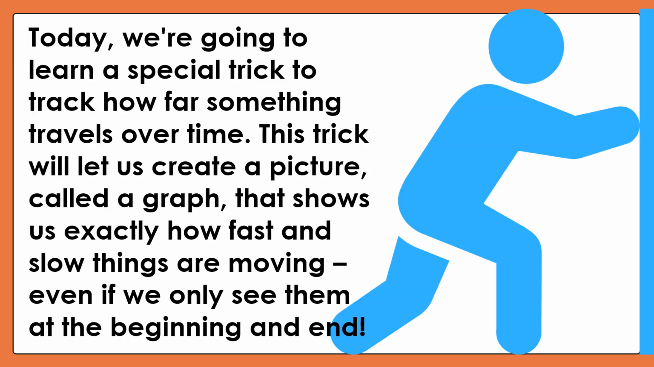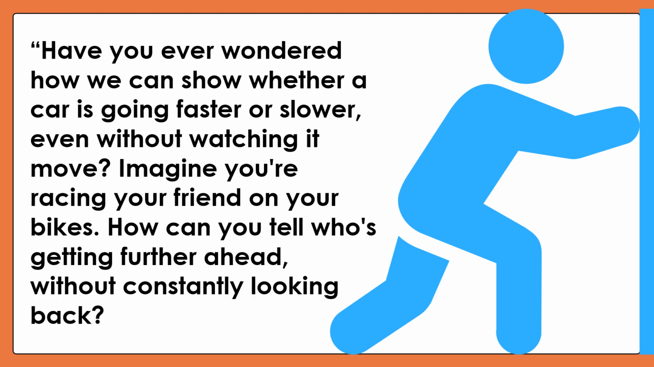Today, we're going to learn a special trick to track how far something travels over time. This trick will let us create a picture called a graph that shows us exactly how fast and slow things are moving, even if we only see them at the beginning and end. Have you ever wondered how we can show whether a car is going faster or slower even without watching it move?